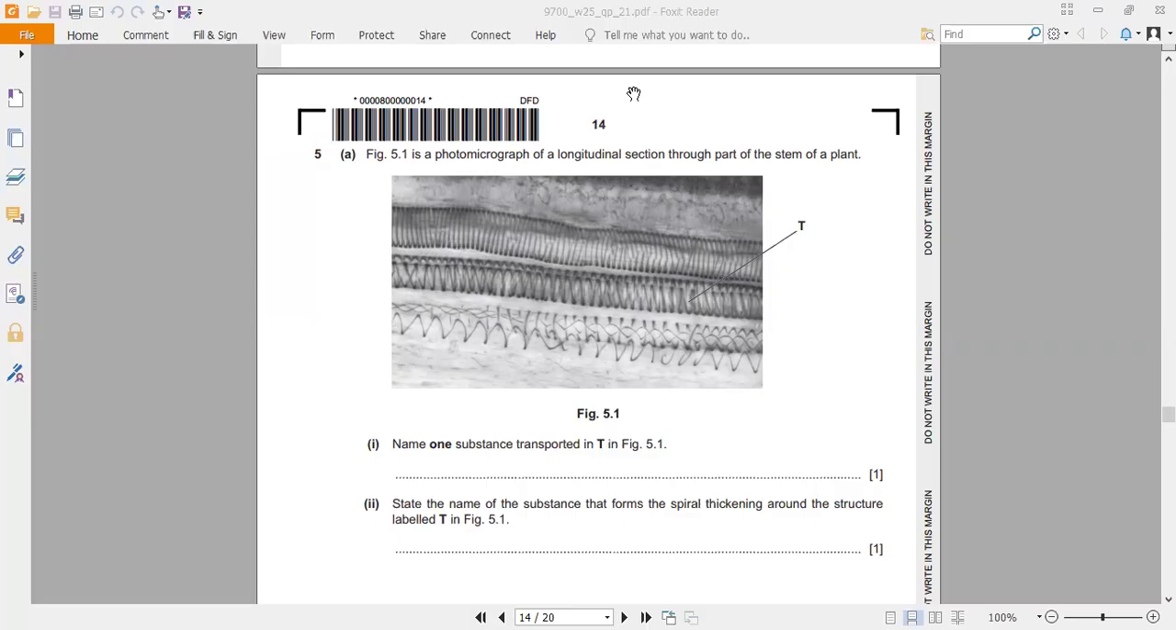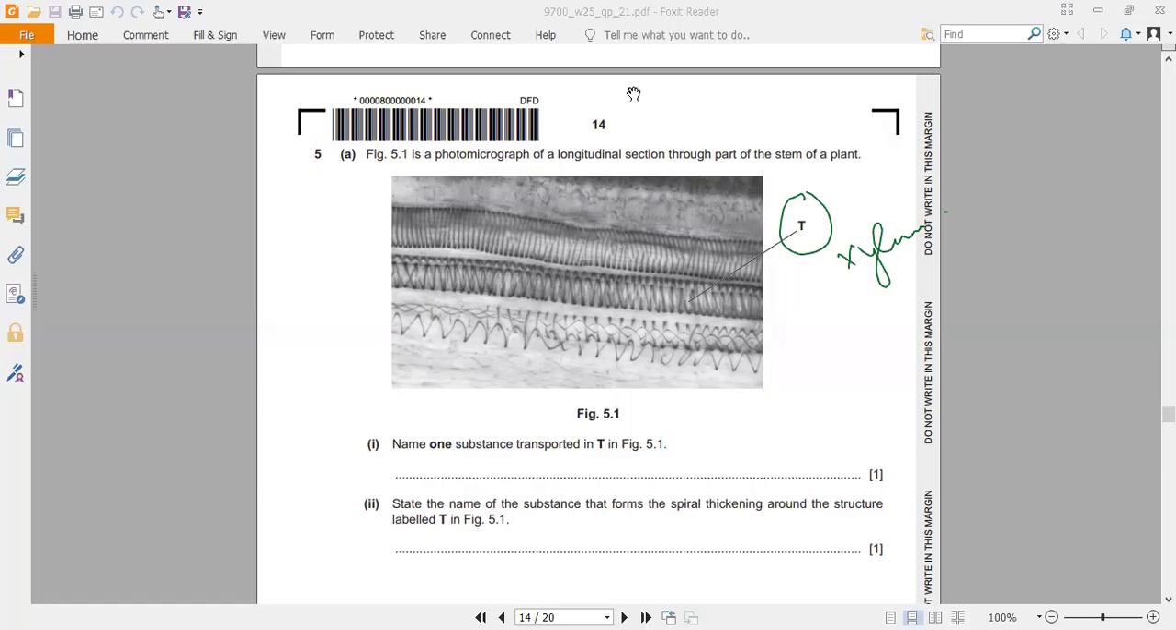Name one substance transported in T in figure 5.1. In figure 5.1, you can see a spiral helical thickening has been shown. It means this is the xylem, in which the lignification is in this way. The function of xylem is to transport water and mineral salts. The second function of xylem is to provide support.